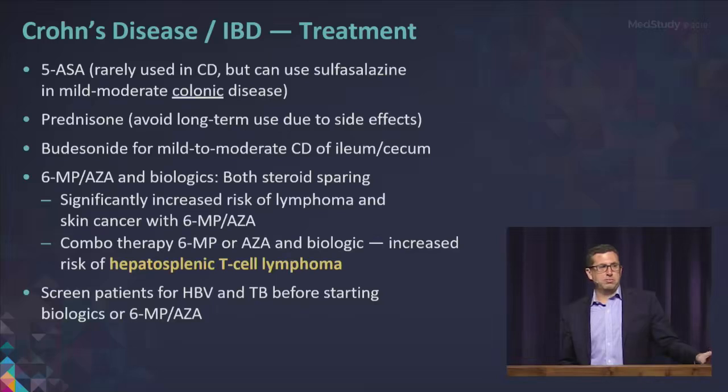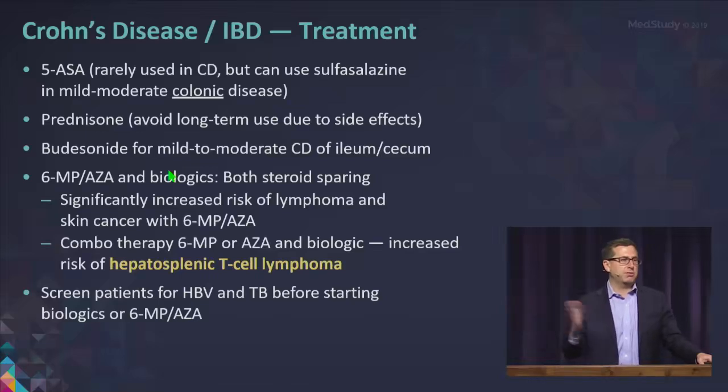Prednisone is often used, but again, we don't want to use this long-term due to the horrific side effects. Budesonide could be used for mild to moderate Crohn's disease, but generally just for a few months. So really, most of these patients are put on either 6-MP or azathioprine plus or minus biologics, or even biologics alone. Both of these medicine types are steroid sparing, meaning that if they're on prednisone, we could generally taper that off over the course of weeks to months.